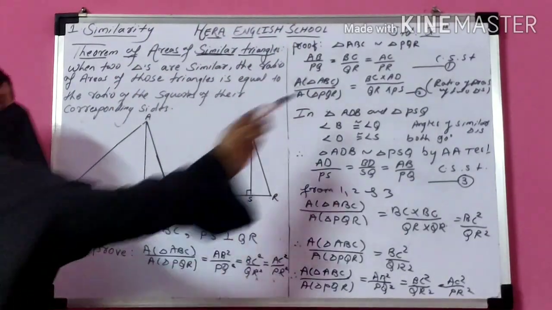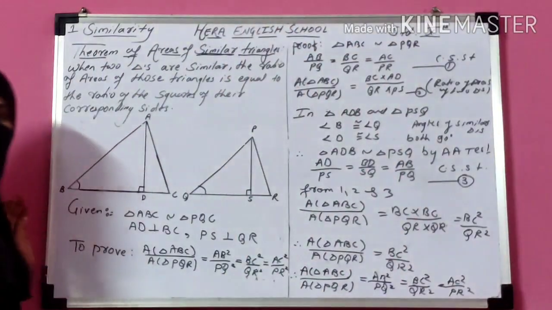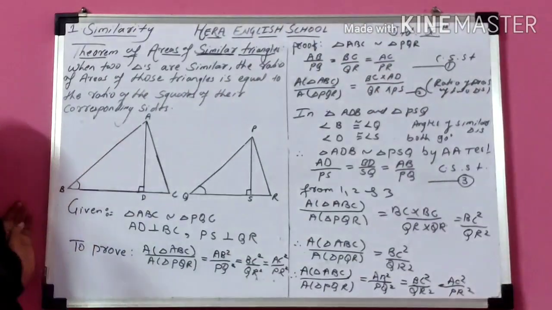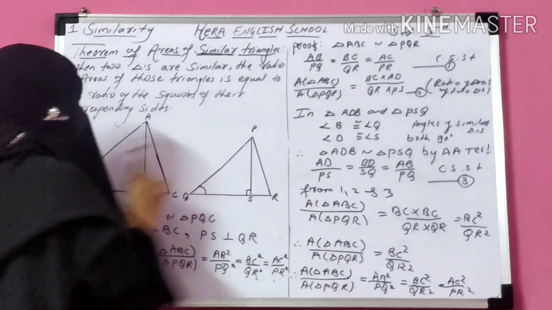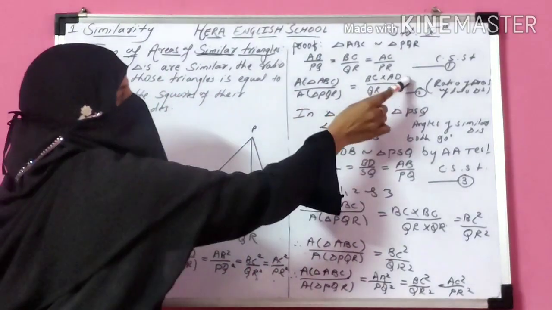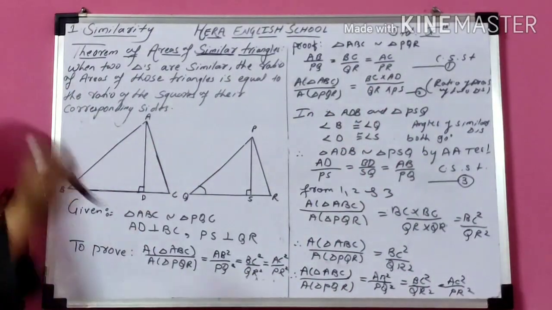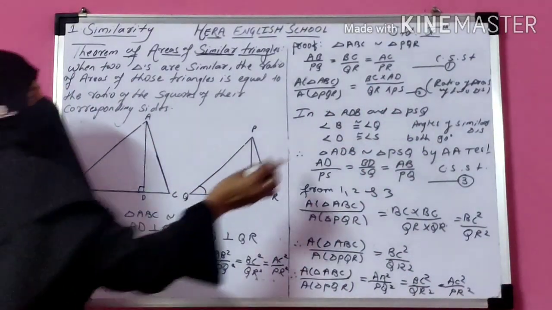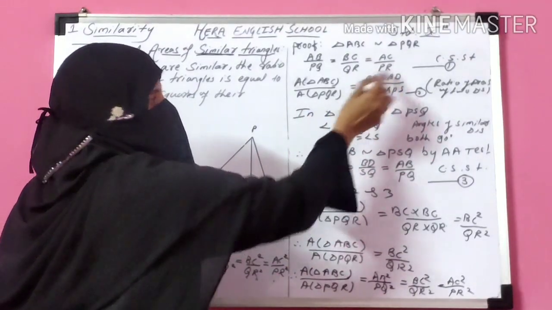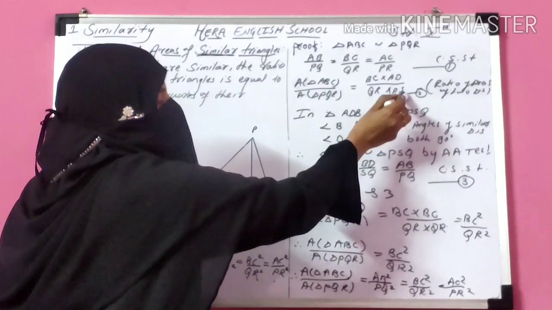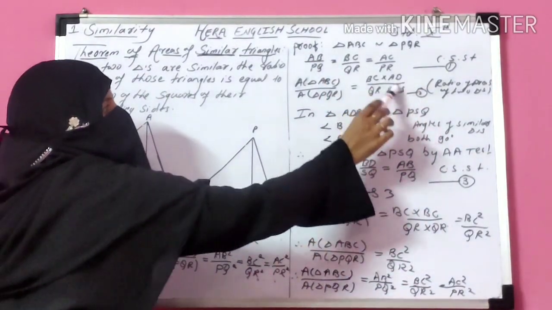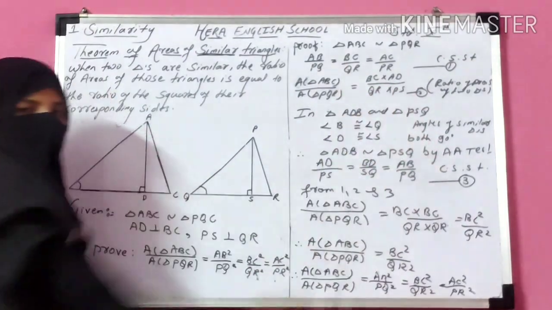The first step of the proof I have written here: these two triangles are similar. If the triangles are similar, then corresponding sides are in proportion. Give it number 1. Now the second is areas of similar triangles. We need areas. So areas of two triangles are proportional to the product of base and height, which we have discussed as the first property. So area of triangle ABC upon area of triangle PQR is BC into AD, that is base into height, upon QR into PS, base into height. Here we observe we have to replace AD and PS with BC and QR.